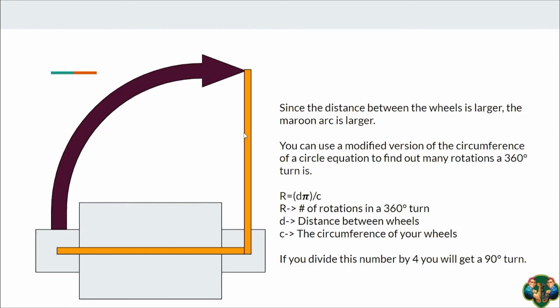However, you can also use this fun formula involving the distance between your wheels and the circumference, which is the total perimeter of your wheel, to figure out how many rotations will be a 360-degree turn.